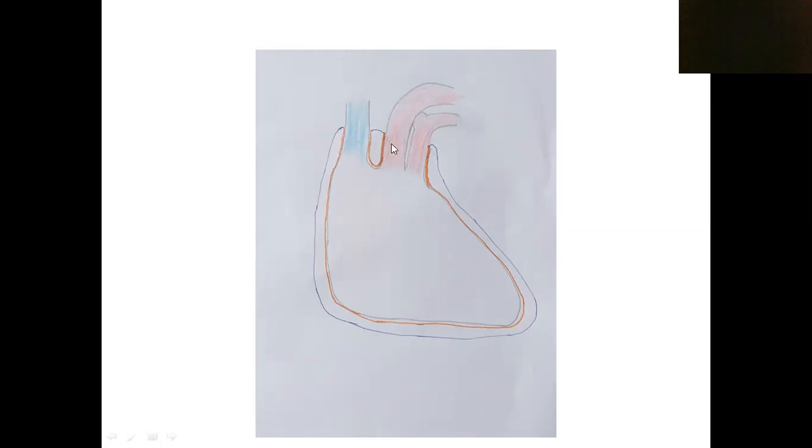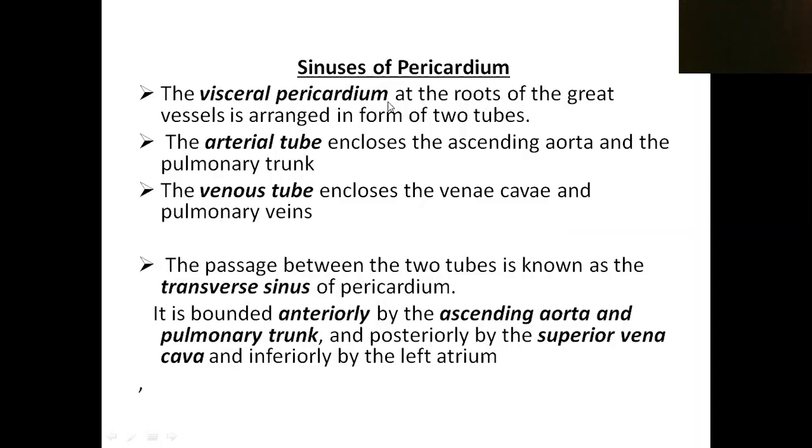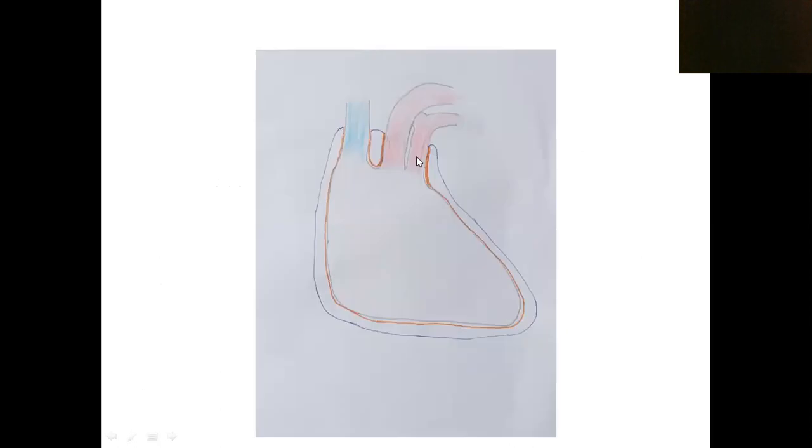See here we can see the ascending aorta and pulmonary trunk. For that we have one tube. This visceral layer of the serous pericardium at the root of the great vessels is arranged in the form of two tubes. So we have to check what are the two tubes. See, one tube, this one, for the arteries. Another tube, see, for the veins. So this is the arterial tube for the arteries, and this is the venous tube for the veins. Okay, clear?